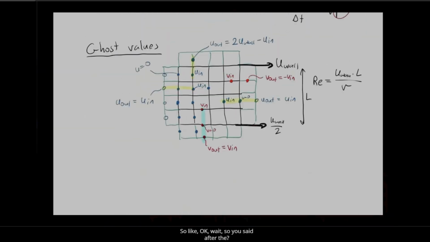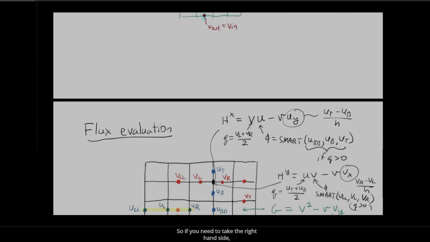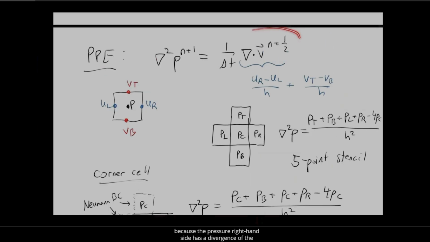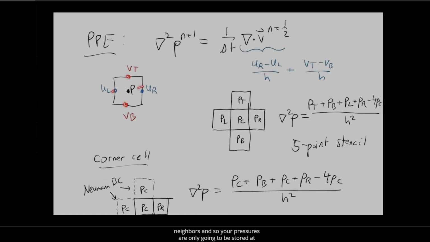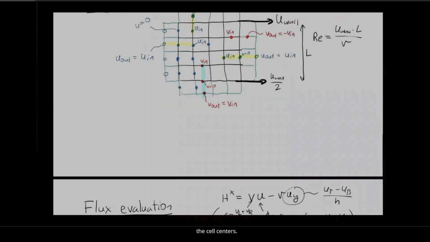So okay, wait, so you said after the first fractional step. The first fractional step, I see. Well, let's think about what you're going to use. If you need to take the right-hand side, it's a good question. You don't need to use those values because the pressure right-hand side has a divergence of the velocity, and that divergence is computed from the nearest neighbors. So your pressures are only going to be stored at the cell centers.